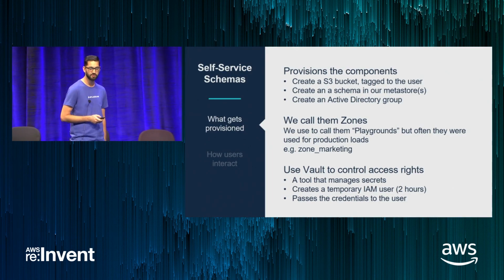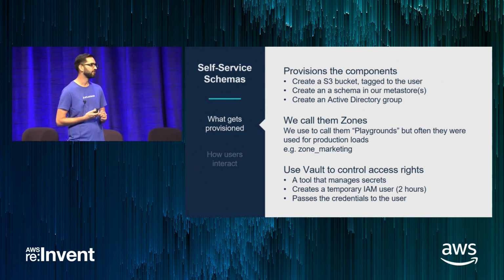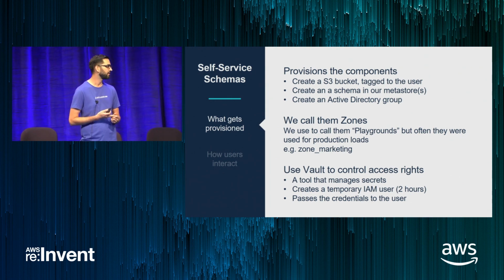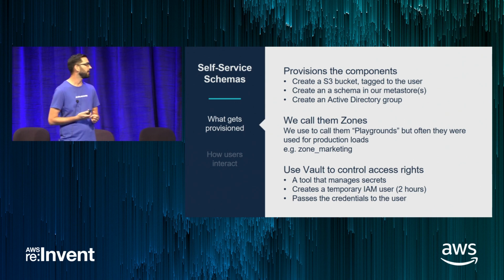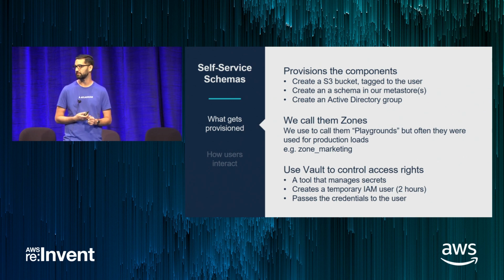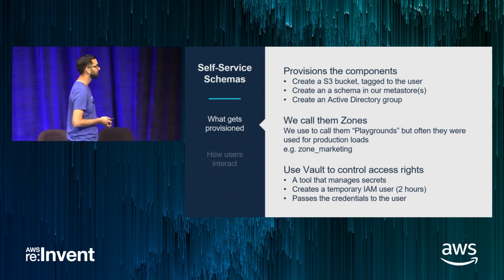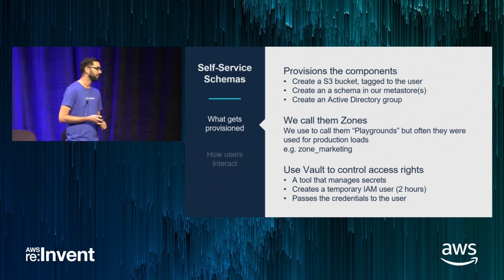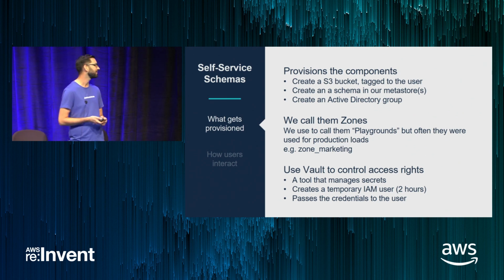When a user requests a self-service schema, a few things happen. One is we provision an S3 bucket for them. We tag it to the user, and we tag it to their business unit as well, so we can charge it back. We create a schema in our metastores, and we create an Active Directory group whereby they can maintain control and access to their buckets themselves. We call these schemas zones. We used to call them playgrounds in the past, but we found that people started to use them quite a lot for production loads, so zones was a bit more of a generic word that we could use for anything.